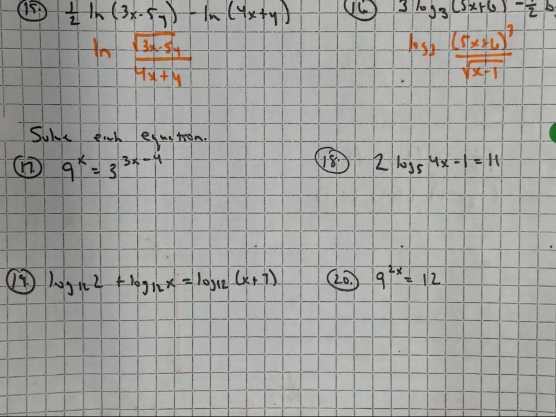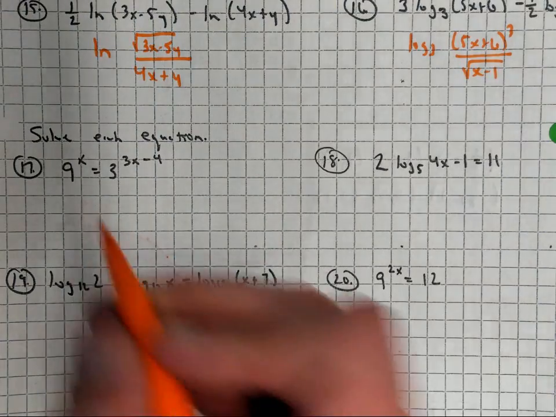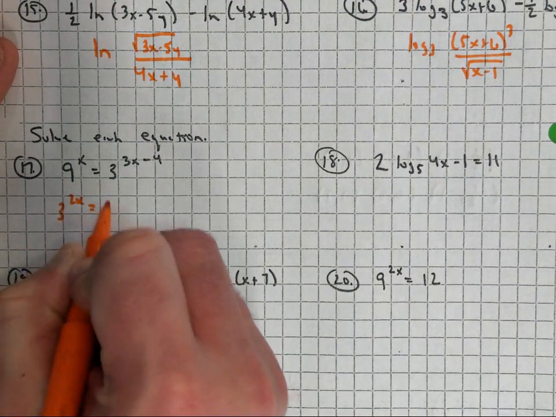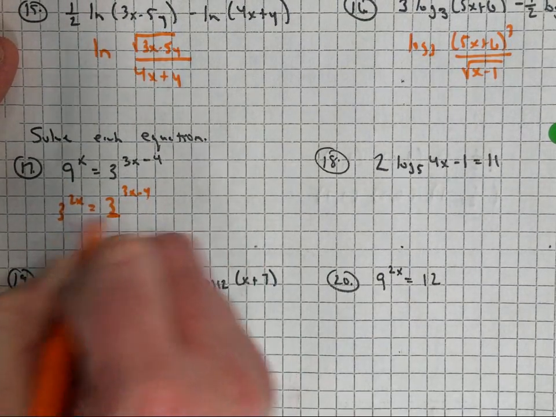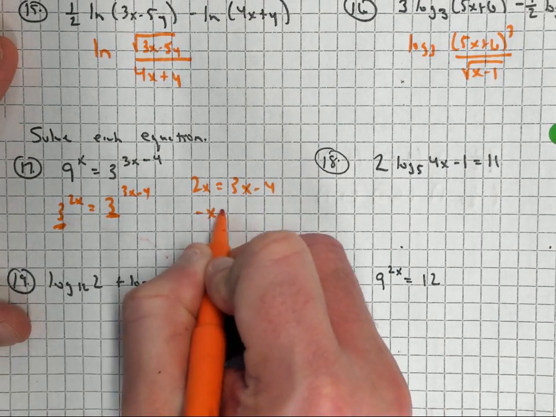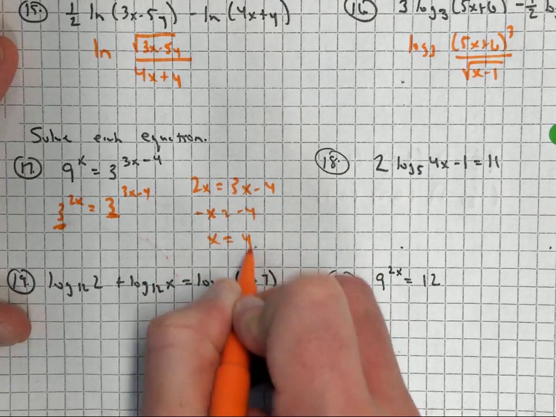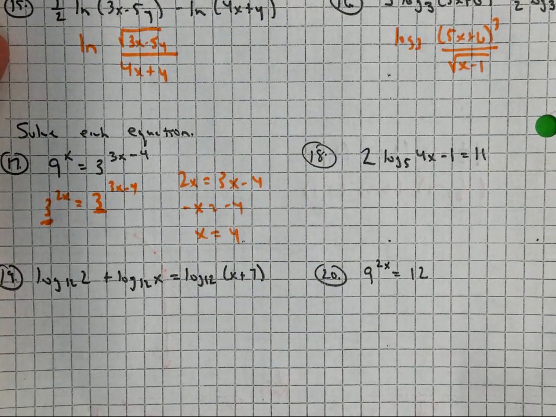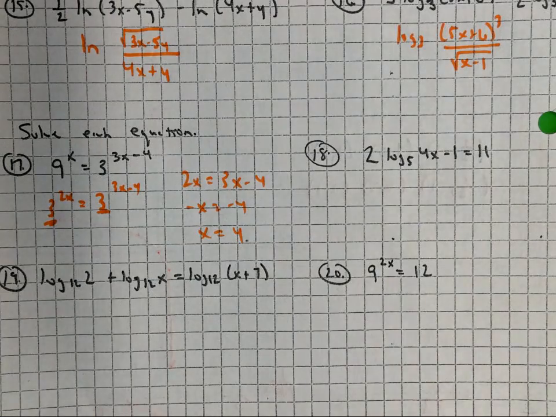Little review of equations. Number 17. What type of equation is that? Exponential. My first line of defense is to get the bases to be the same. Can I get the bases to be the same here? Yes, I can rewrite 9 as 3 raised to the second. Bases are the same. Now I can write it without the bases. So x equals 4.